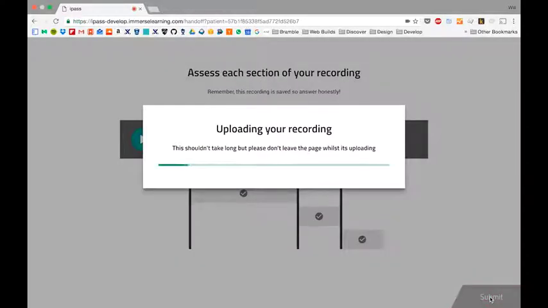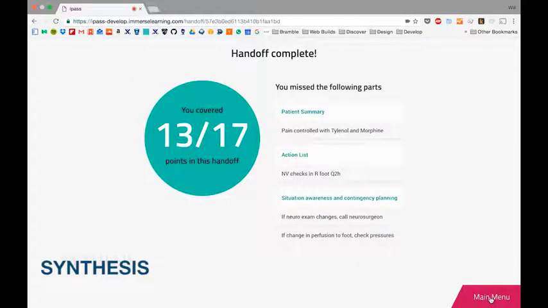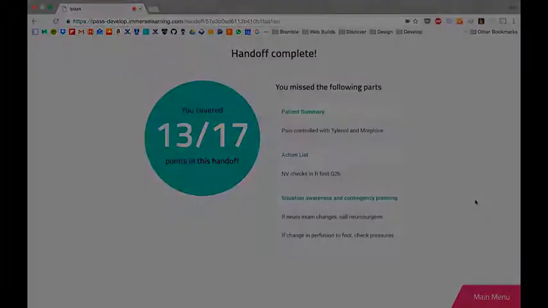A very similar process is then followed for the synthesis, where the computer provides a handoff to the learner, and the learner has to synthesize the key information out of that and record it into the computer, comparing themselves again against gold standard responses. With these types of learning tools that, again, allow for the opportunity to both practice and self-assess in a safe environment, we have the ability to scale IPASS very rapidly for application across an entire hospital. Thank you very much.